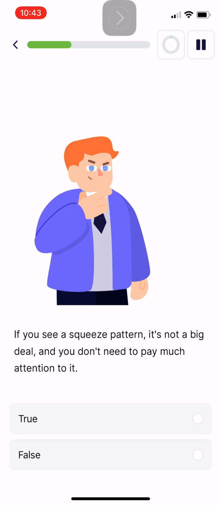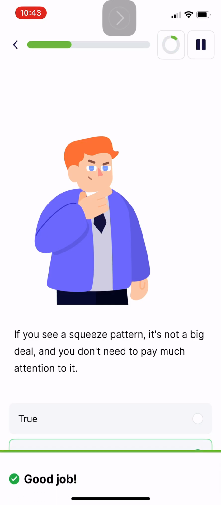If you see a squeeze pattern, it's not a big deal, and you don't need to pay much attention to it. Yes, you're right.